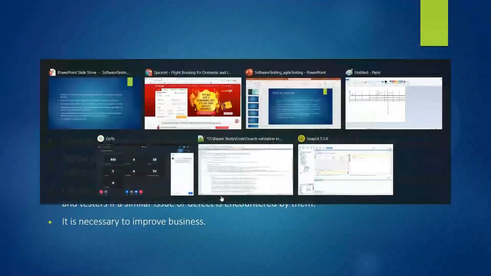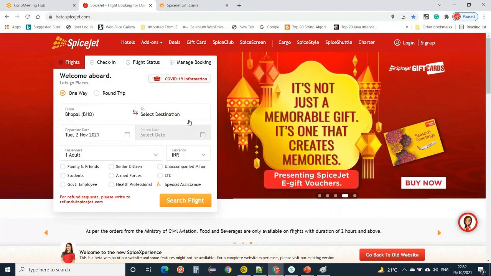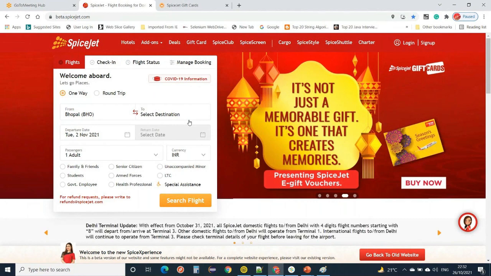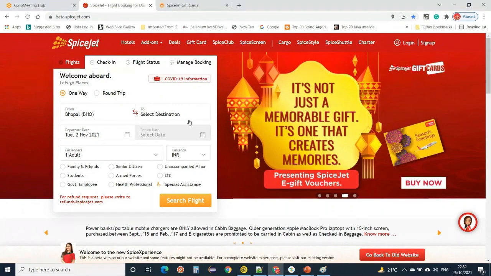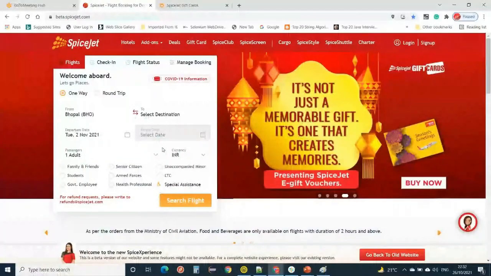After you complete the testing, as a QA we will be creating a report. The report will have how many test cases were executed, how many passed, how many failed, and how many were not executed or could not be executed due to defects. So the report will have all the details about your application and which functionality is working and which is not working. The defect reports and test reports can be used in the future by the developer or tester if similar issues come.